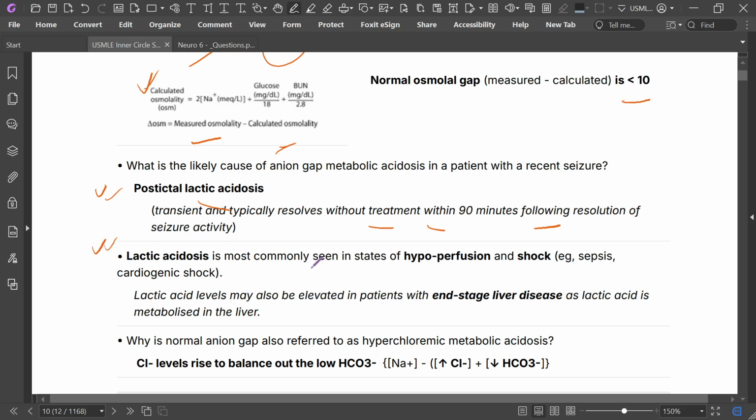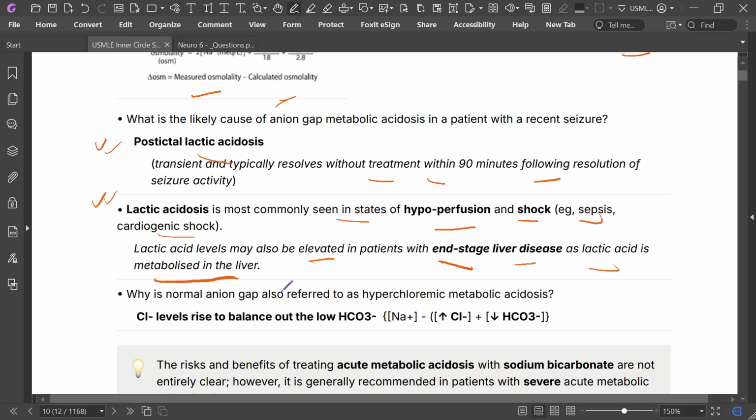Lactic acidosis is most commonly seen in states of hypoperfusion and shock, sepsis, cardiogenic shock. Lactic acid may also be elevated in patients with end-stage liver disease, as lactic acid is metabolized in the liver.